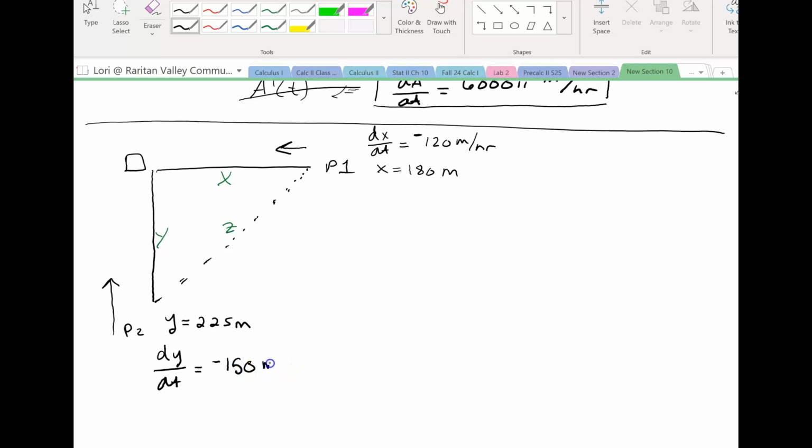150 miles per hour. Again, negative because it is shrinking the distance. As it gets to the airport, that distance is getting smaller. Okay? So there's all the information we're given in the problem. So at a particular moment in time, plane 1 is exactly 180 miles from the airport, and it is traveling at 120 miles per hour. At the exact same time, plane 2 is 225 miles from the airport, and is traveling at negative 150 miles per hour. So what do we want?